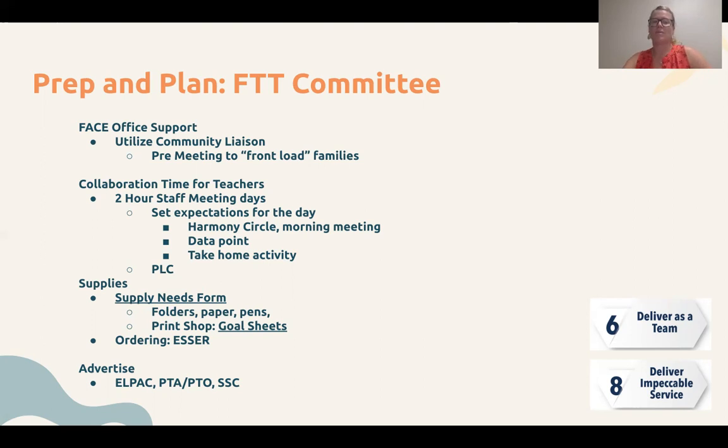And then Print Shop has a lot of this already built out, but the goal sheets are triplicate, and it's something that you want to think about when preparing for family teacher teams, is to get these things ordered from Print Shop.